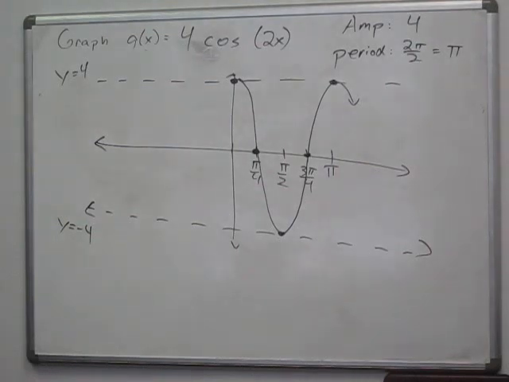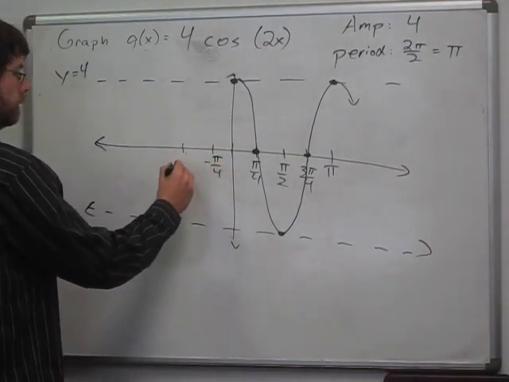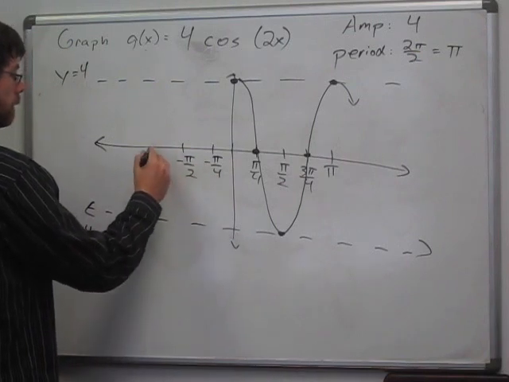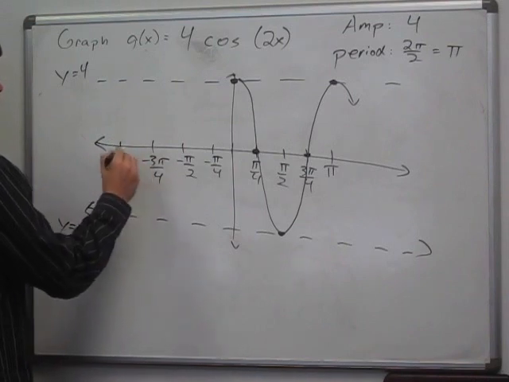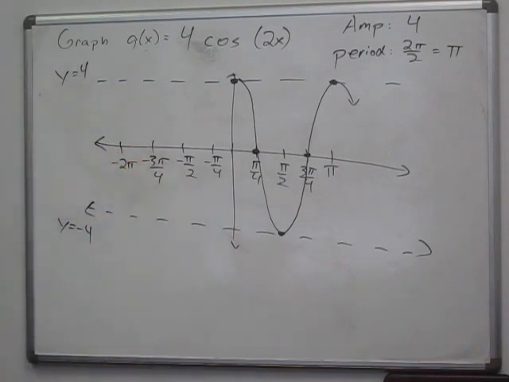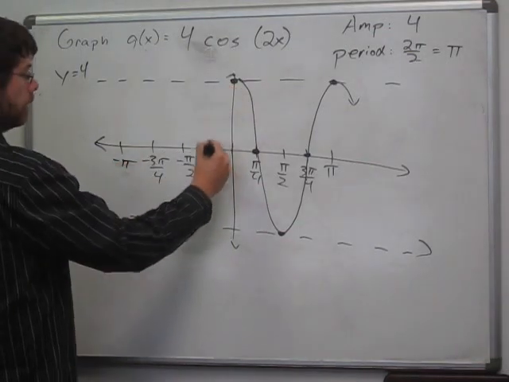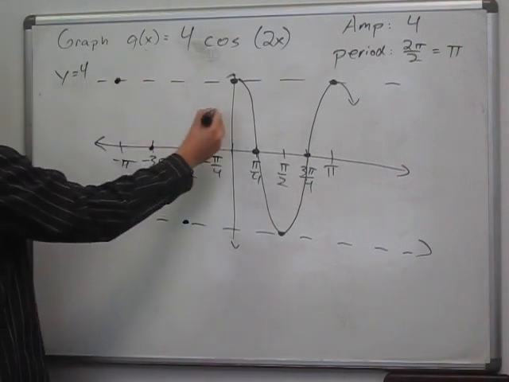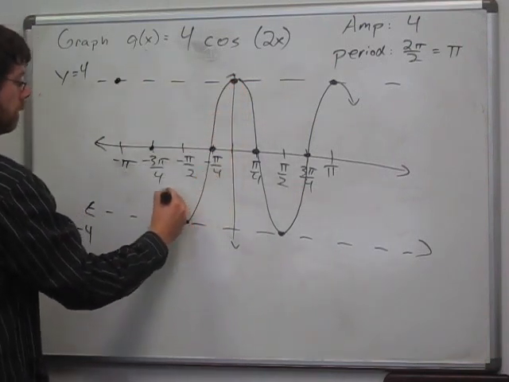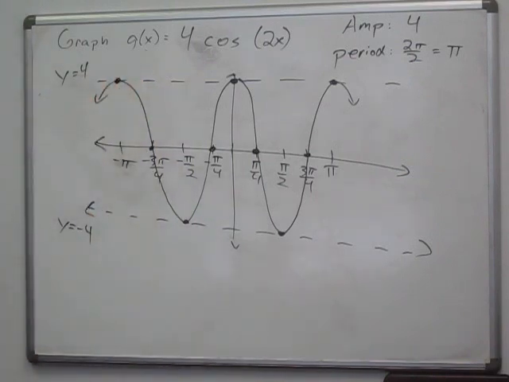Continues to repeat in the positive direction. In the negative direction, oops, that last one's negative pi. Down to 0, down to negative 4, back to 0, up to 4. Okay. So there's the graph of 4 cosine of 2x.